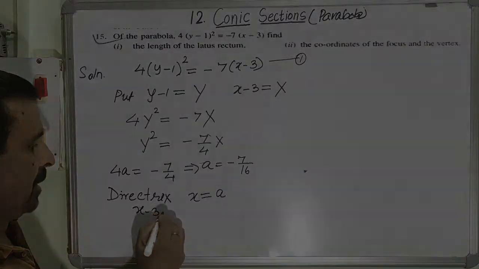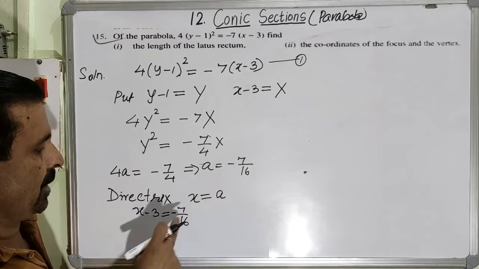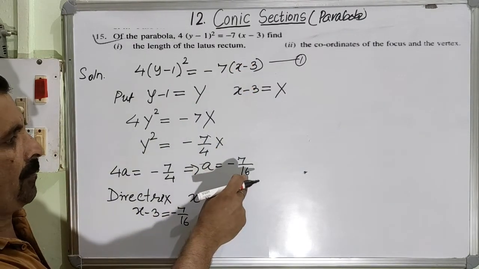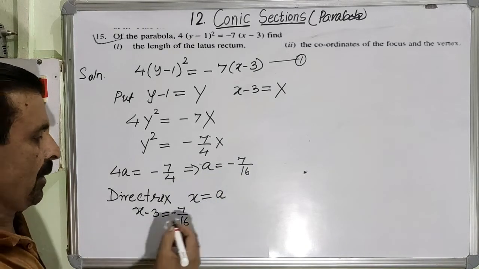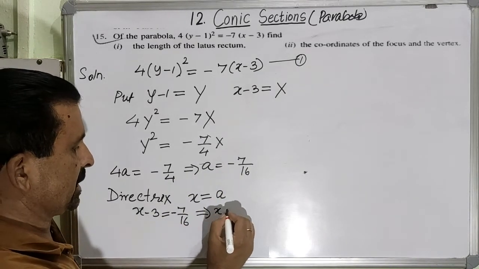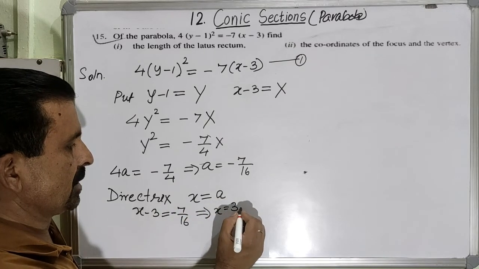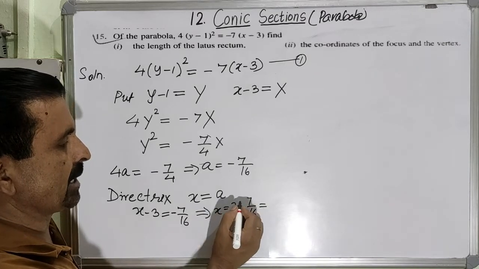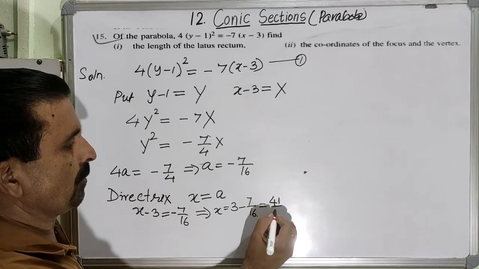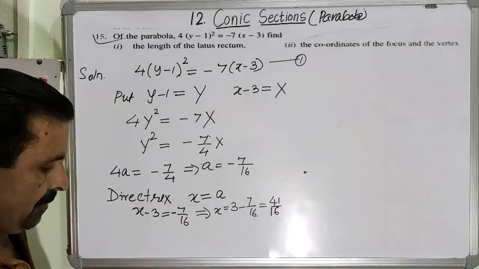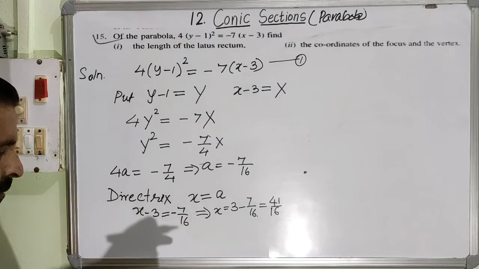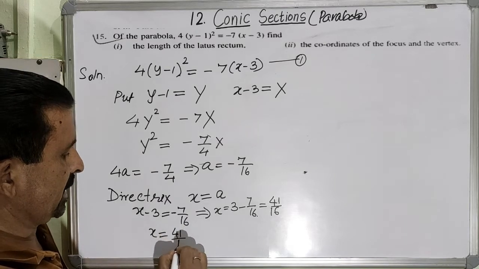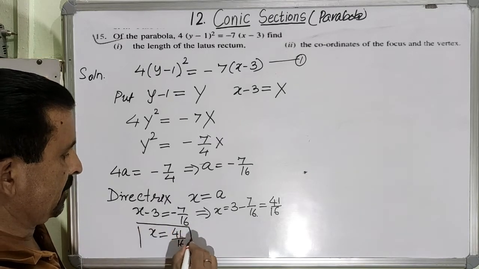X minus 3, this directrix is x is equal to a. So this x we will take from here, x minus 3, and this a we will take from here. The value of a is minus 7 over 16. Now we can find the value of x. Therefore, x is equal to minus 3 will go to the other side, will become plus 3 and then 7 over 16. When we calculate, 16 3s are 48. 48 minus 7 will come 41 and then over 16. So our directrix will become x is equal to 41 over 16. This is the value of our directrix.